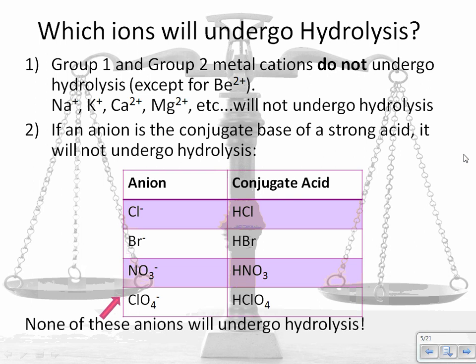Rule number 1: group 1 and group 2 metal ions do not undergo hydrolysis. The only exception to that is beryllium. You don't really need to know why until second year chemistry. All you need to know is that beryllium is the exception and beryllium will undergo hydrolysis. But for this course, I'm not going to give you beryllium as an example. So if you have a group 1 metal or a group 2 metal, no hydrolysis is happening.